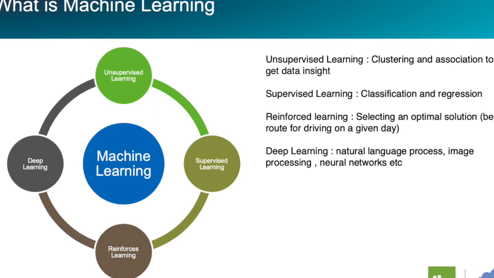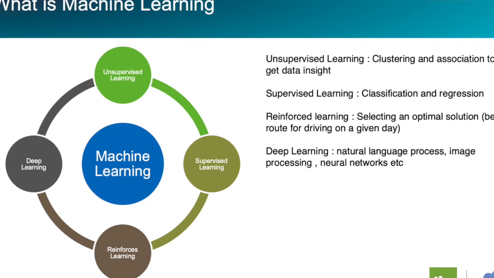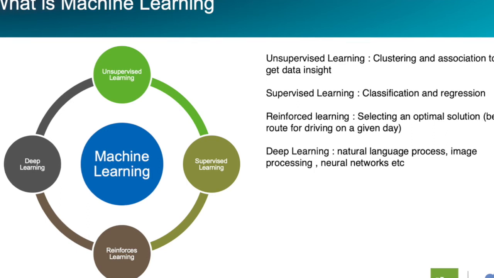And then last, deep learning. This is where you're using things like natural language processing, image processing, and neural networks. That's an advanced topic which perhaps we'll go into in depth at a later date, but that's where the majority of the most exciting stuff in AI is happening. When you hear of things like autonomous cars or drug discoveries, those are all driven by deep learning.